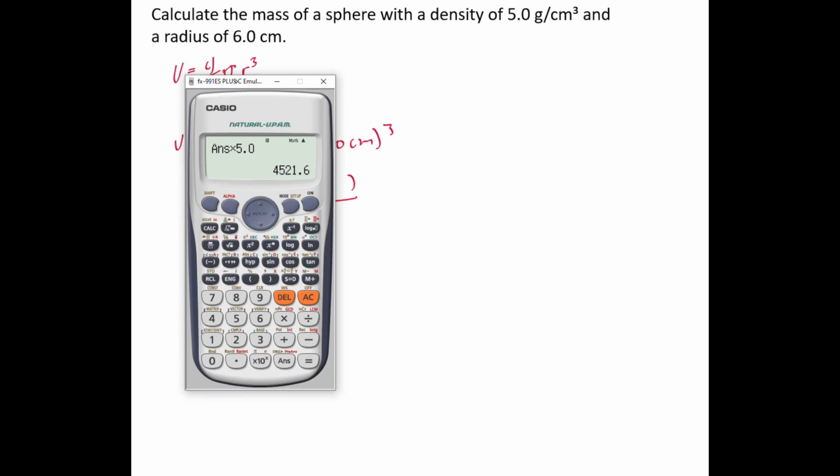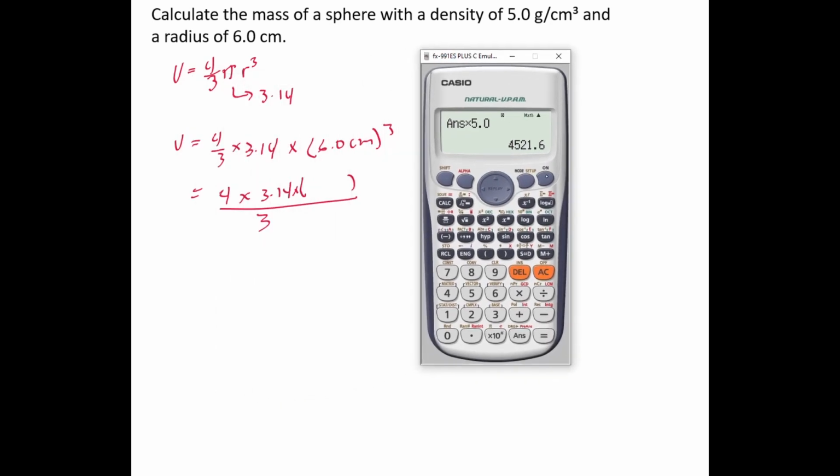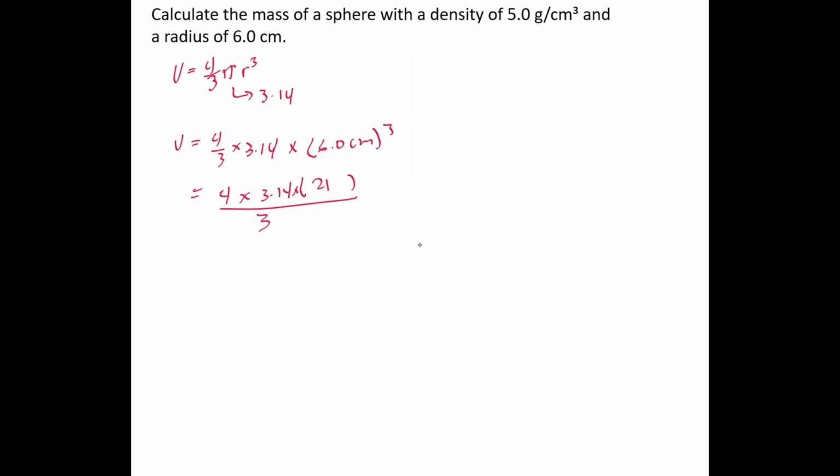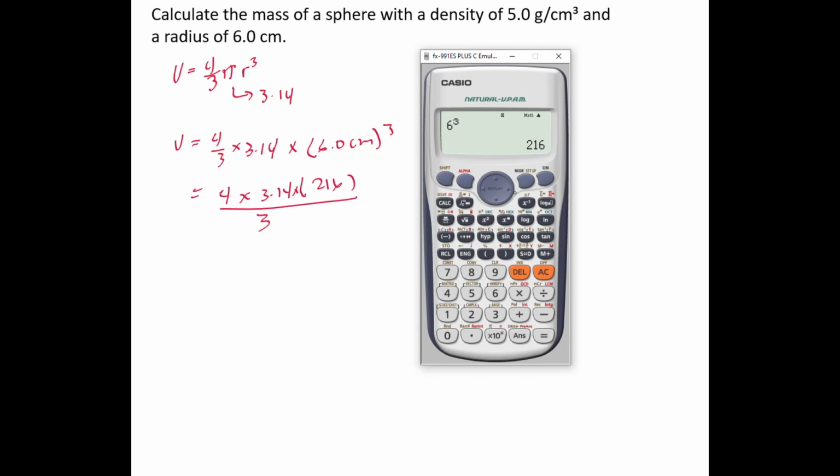Okay, so let me just get my calculator. On your calculator, you can plug in 6, then move the cursor to the next square, then press 3, then press equal. So that will give us 216. Or if you like, you may do 6 times 6 times 6 and then press the equal sign, which will give you the same result, which is 216.